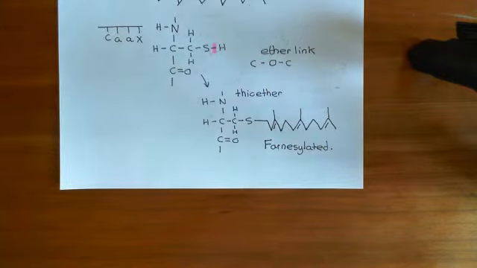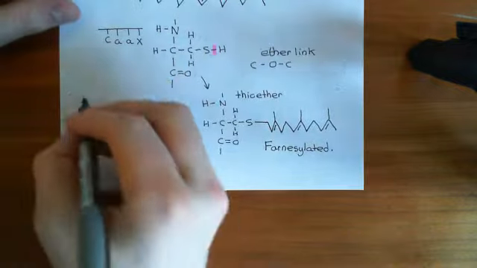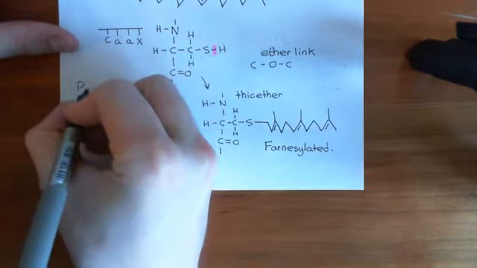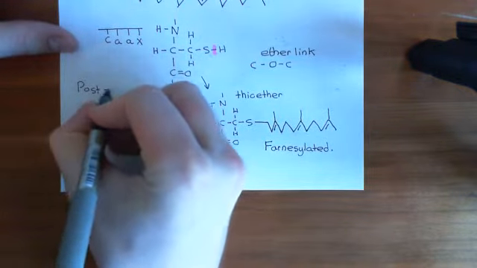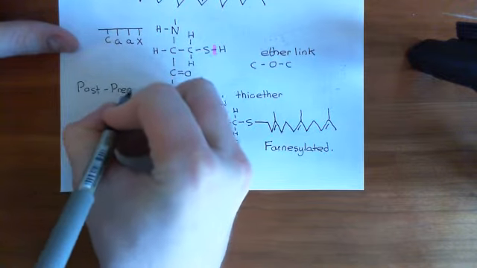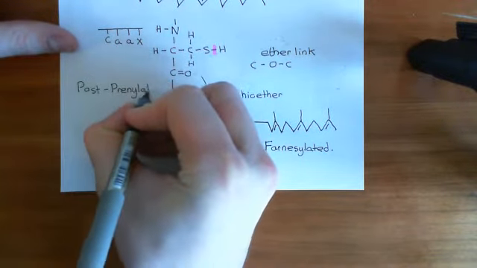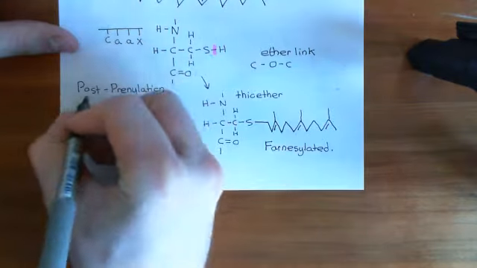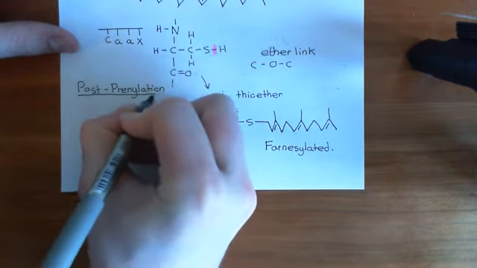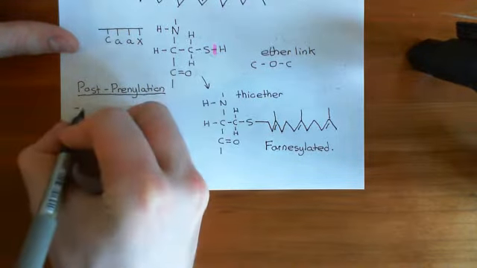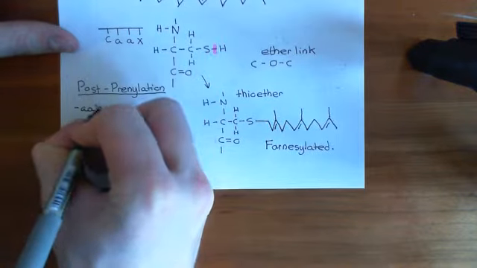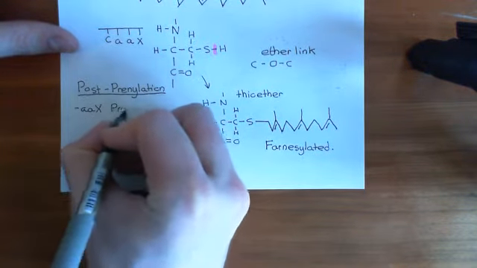Once you've added the prenyl group onto the cysteine of the CAX box, what follows is what's known as post-prenylation modifications. The first post-prenylation modification that occurs is AAX proteolysis.